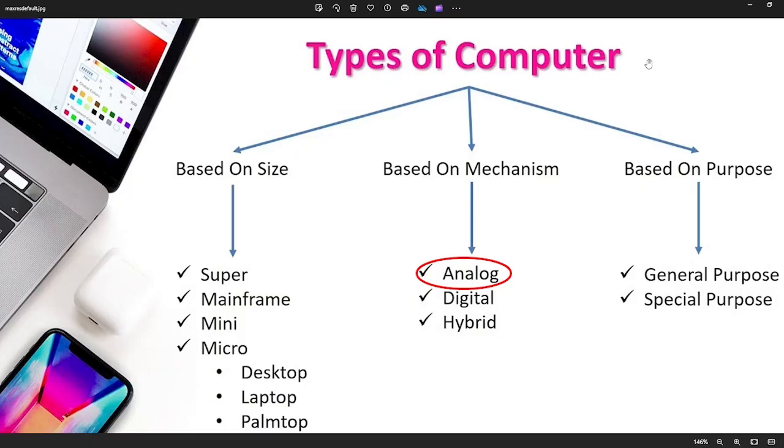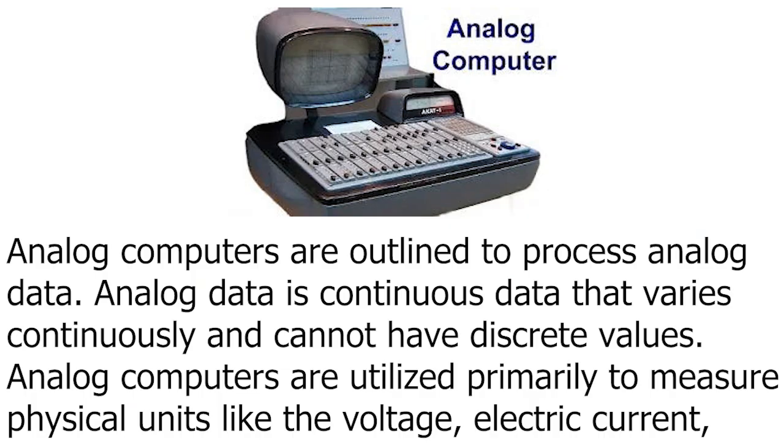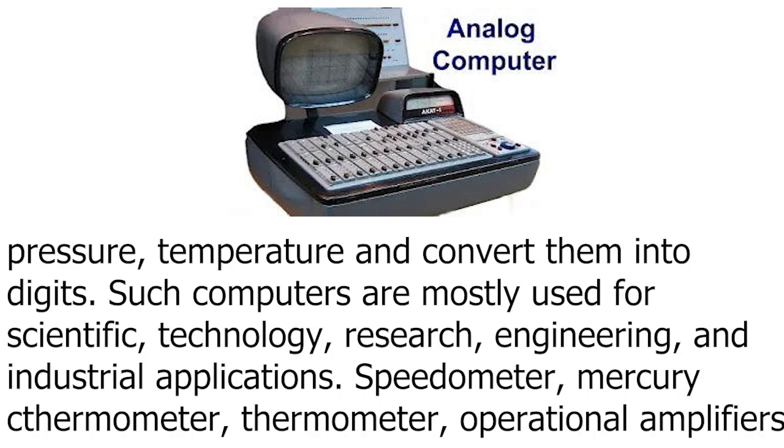Types of computers, working principle and data handling abilities. Analog computer. Analog computers are outlined to process analog data. Analog data is continuous data that varies continuously and cannot have discrete values. Analog computers are utilized primarily to measure physical units like voltage, electric current, pressure, temperature, and convert them into digits. Such computers are mostly used for scientific research, engineering, and industrial applications.